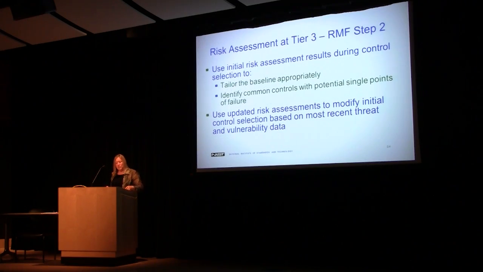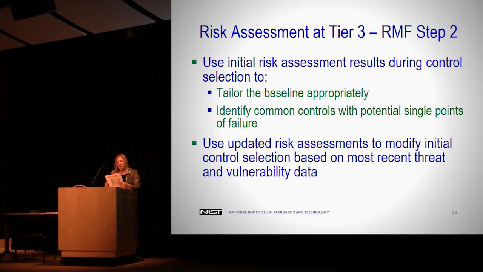In step 2, the select step of the risk management framework, you use those results to tailor your baseline. We're going to talk a lot when we get to 53 about tailoring our baseline of controls, and your risk assessment results are really going to help you in that step. So you need that initial risk assessment to help you tailor that baseline and identify common controls with potential points of failure. We're getting a little ahead of ourselves with common controls.